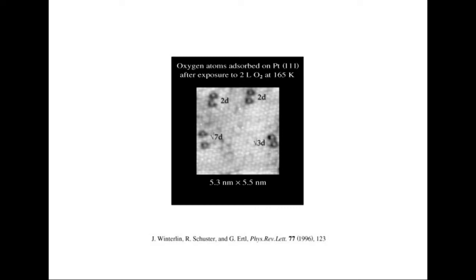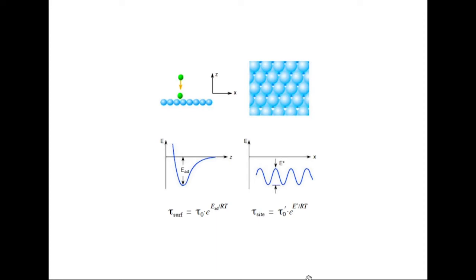If we keep such a system at this temperature, nothing will happen. But if you look at the energetics, we show here on the left-hand side the energetics of an atom interacting with a surface along the z-axis. It has a minimum determined by the adsorption energy, and the lifetime on the surface is exponentially dependent on this adsorption energy and on temperature. T is temperature. So if we go up with temperature, the lifetime will go down, and eventually the particle goes back into the gas phase.